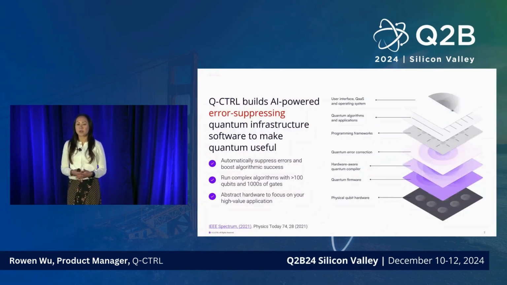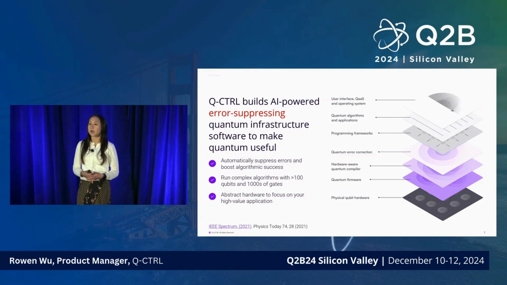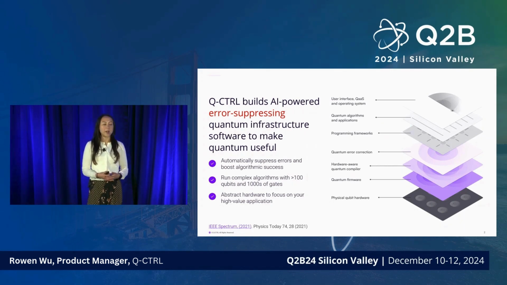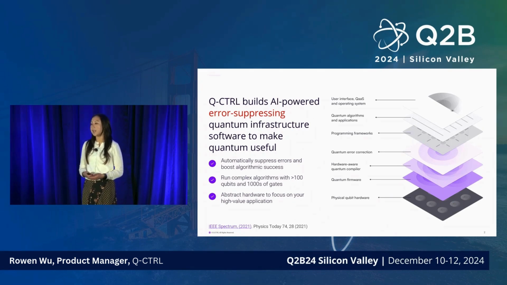So just starting off with a bit about the company that I work for, called Q-CTRL. We are a quantum infrastructure software company, and we build software that builds on top of quantum hardware platforms to suppress errors, increasing the usability, the reliability, and the performance of these quantum hardware platforms. We enable users to run circuits with more gates, more qubits, enabling them to achieve peak performance at scale on these quantum hardware platforms.